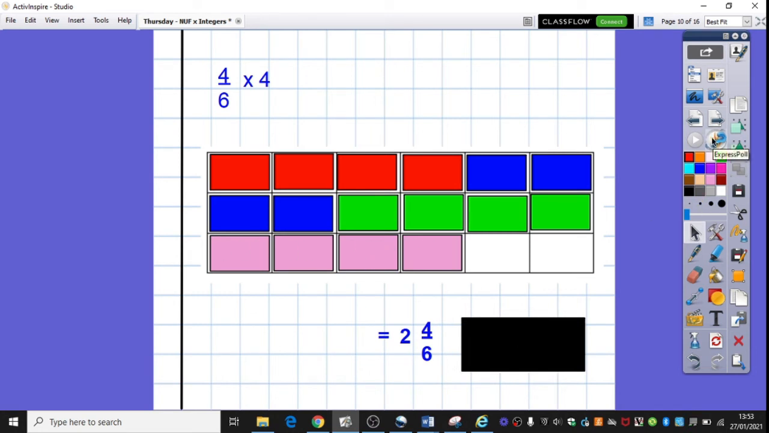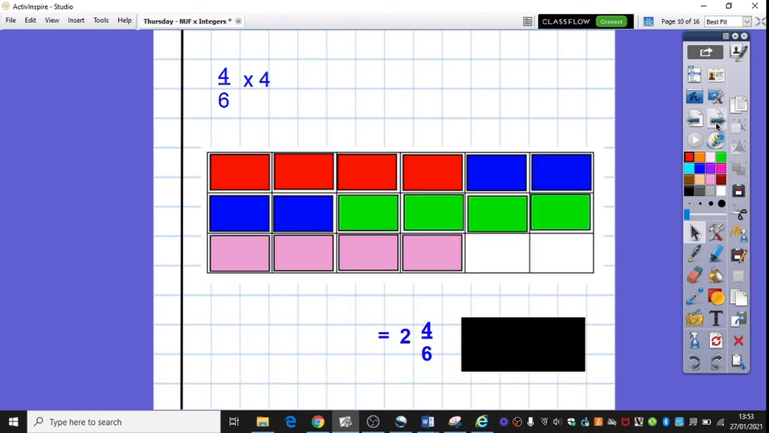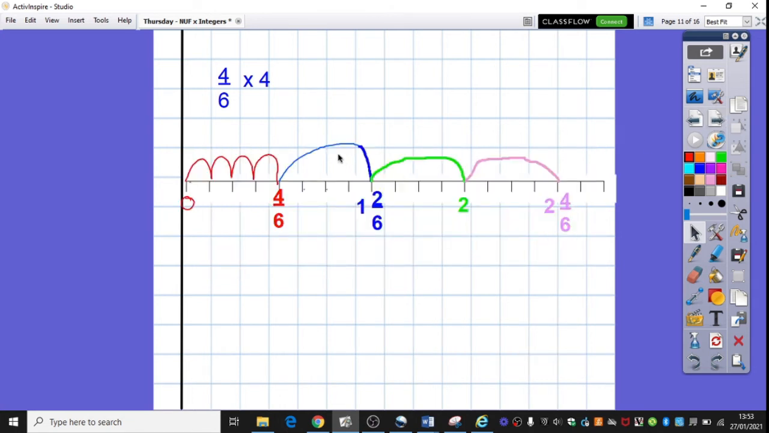So you're all going to have a go today at multiplying non-unit fractions by a number, and some of you may want this extra challenge today by having a go at converting that fraction at the end into a mixed number, which you can see here, 2 whole and 4/6. Here we go on the number lines.